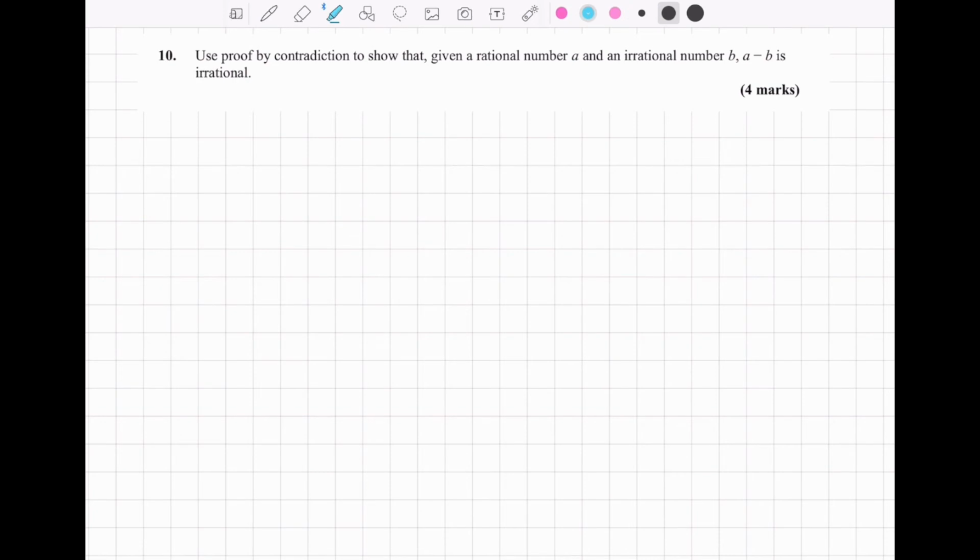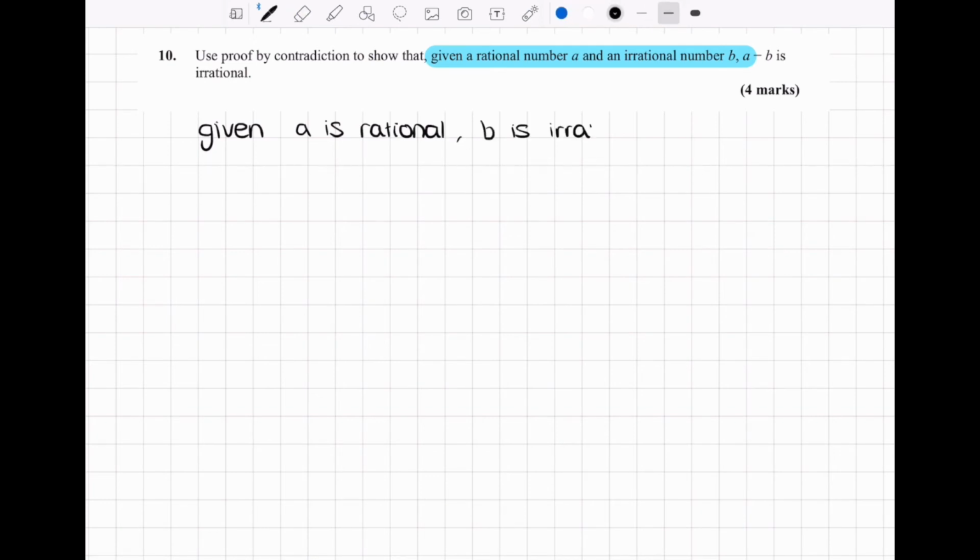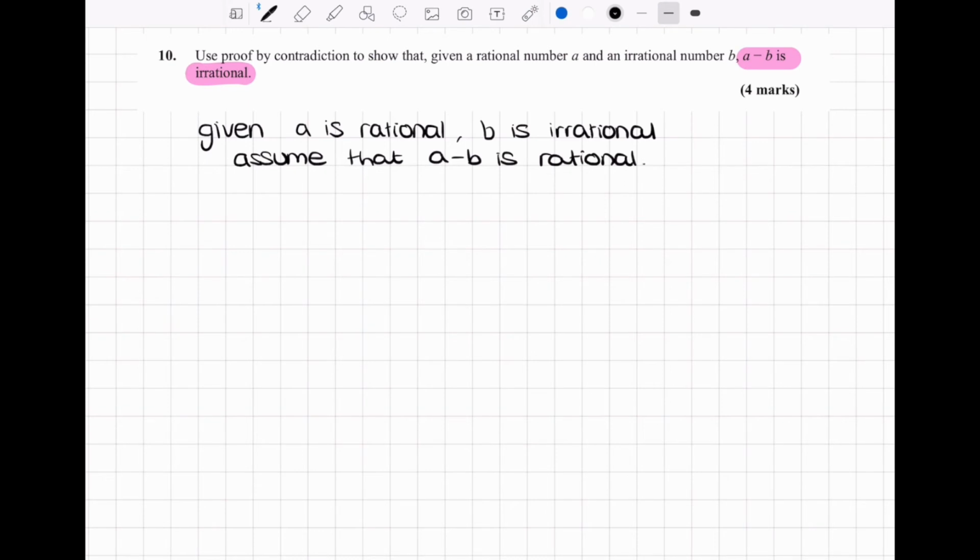Next, onto proof by contradiction. Given a rational number a and an irrational number b, we want to prove that a minus b is irrational. So using proof by contradiction, I'll keep, given that a is rational and b is irrational, and we'll try and assume that a minus b is rational. Hopefully we won't be able to prove this, so then we'll have a contradiction.